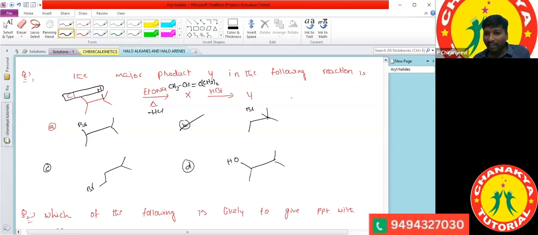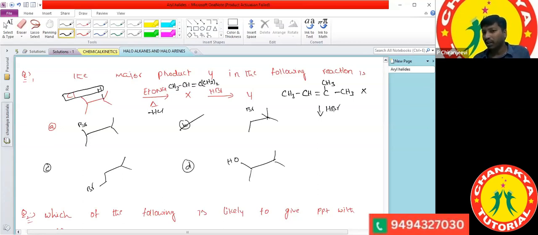Can you write the structure clearly here? CH3-CH=C(CH3)-CH3 actually. So I'm going to split it like this to make it clear. Now this is the product you got, so this is X. And the second step they have given is HBr, so addition of HBr.